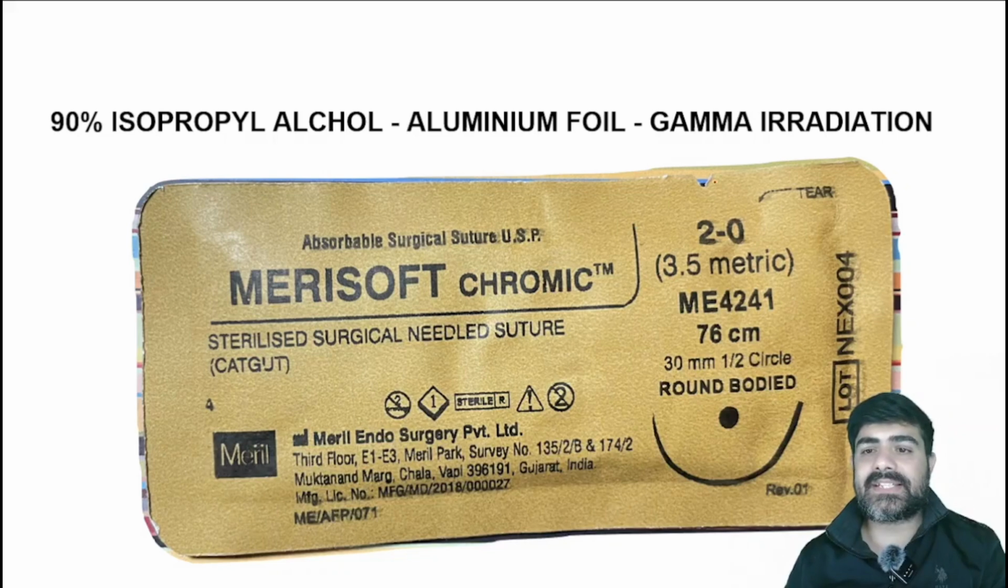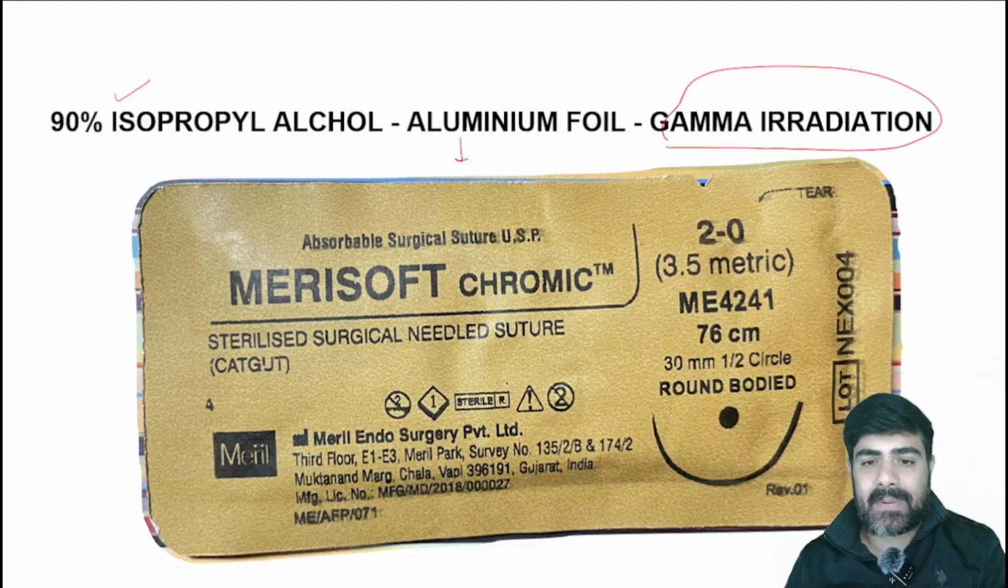So this is how it is sterilized. First it is put in 90% isopropyl alcohol, and then in aluminum foil, and then gamma radiation. So it is sterilized by gamma radiation. Now you can see on the packet R is written here, sterile R. This is gamma radiation. Fine.